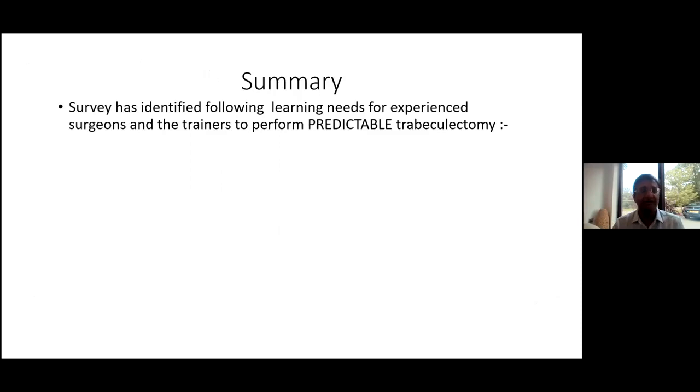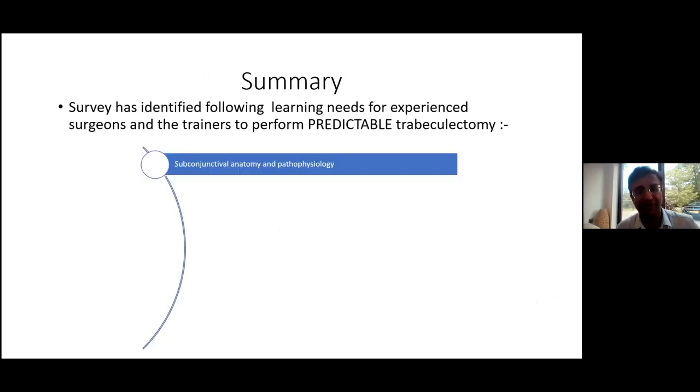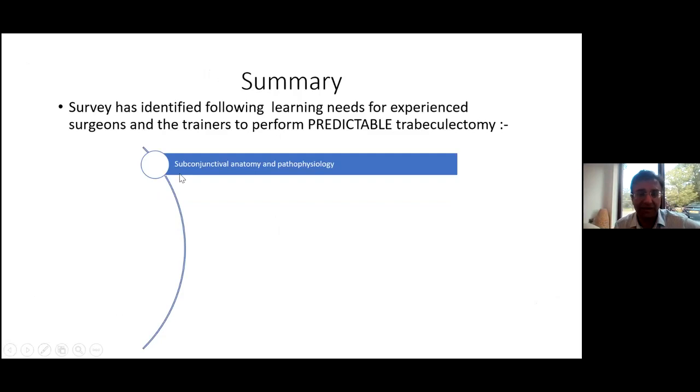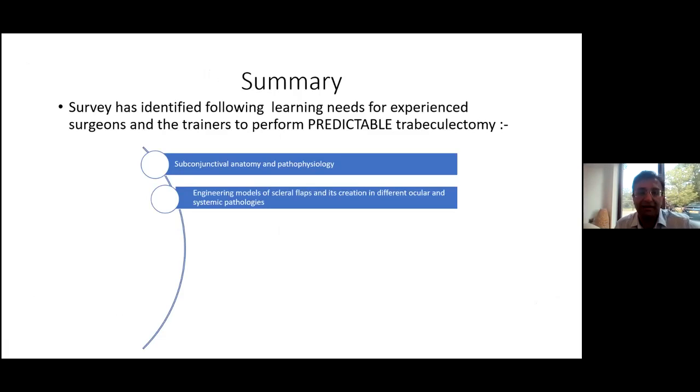So in summary, the survey has identified the following learning needs for experienced surgeons and trainers to perform predictable trab. They need to pay more attention to the subconjunctival anatomy and pathophysiology, because this is a separate organ, and a better understanding of the engineering models of scleral flaps and sclerostomies, and different kinds of flaps in different ophthalmic and systemic diseases. How would you make a flap in a high myope or in a collagen vascular disease?